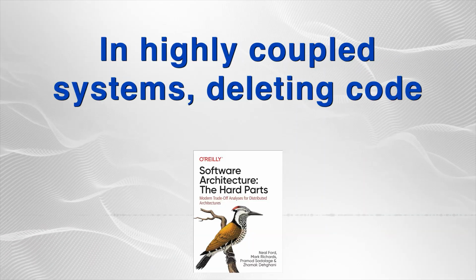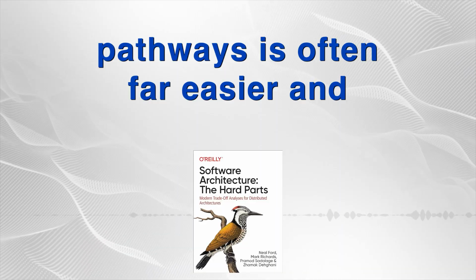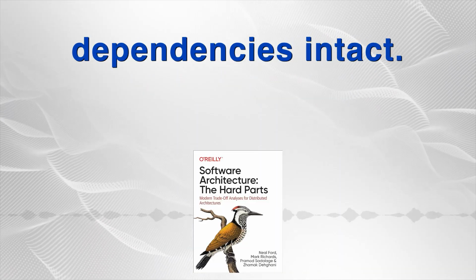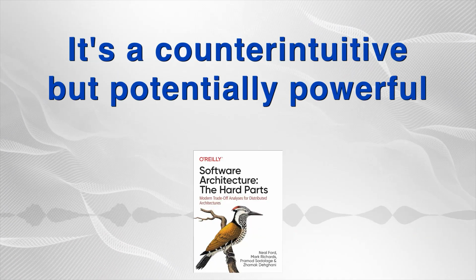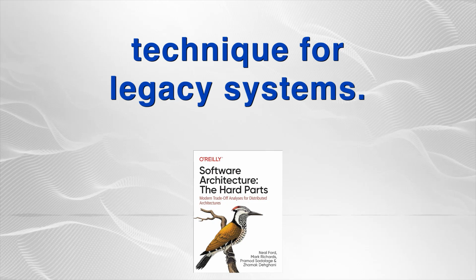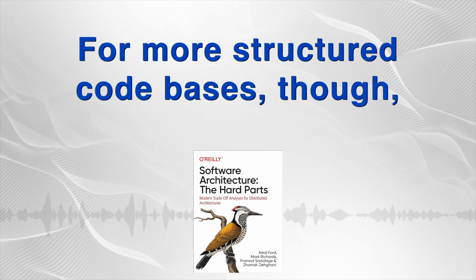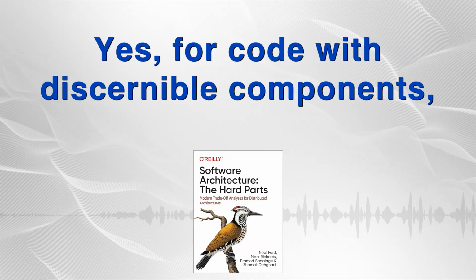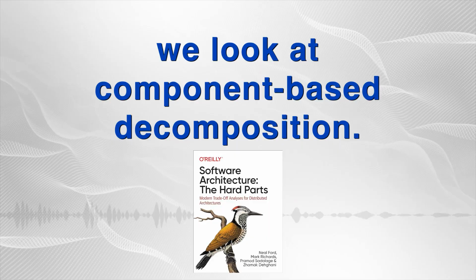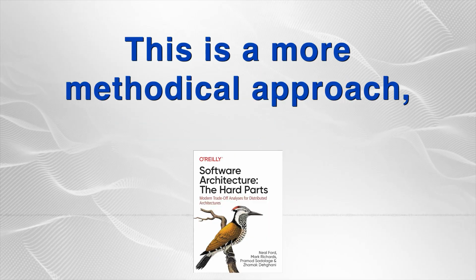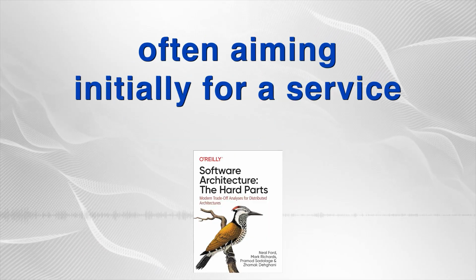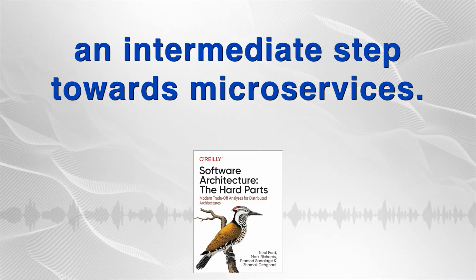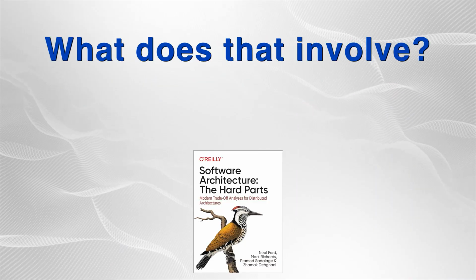Exactly. In highly coupled systems, deleting code pathways is often far easier and less risky than trying to surgically extract them with all their hidden dependencies intact. It's a counterintuitive but potentially powerful technique for legacy systems. For more structured code bases, though, the approach is different. Yes, for code with discernible components, we look at component-based decomposition. This is a more methodical approach, often aiming initially for a service-based architecture, or SBA, perhaps as an intermediate step towards microservices.